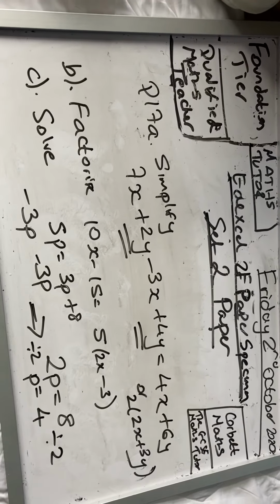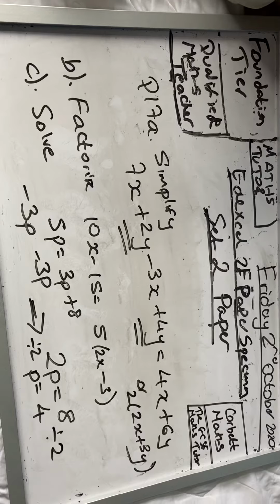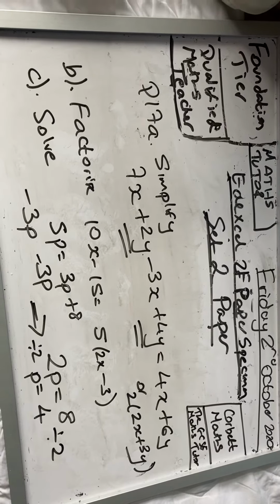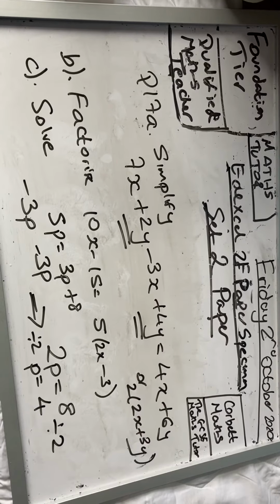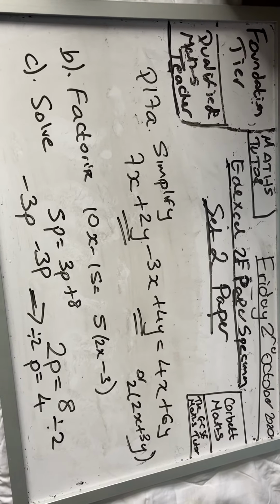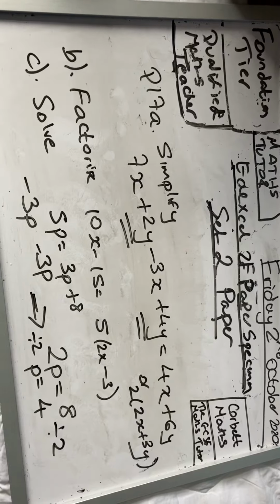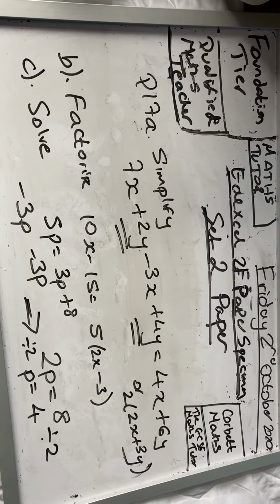Right guys, part B, factorize 10x minus 15. So I take the 5 out as a common factor. So 5 brackets 2x minus 3 brackets closed, and then I can check my answer by expanding. 5 times 2x is 10x, and 5 times minus 3 is minus 15, so that is correct.